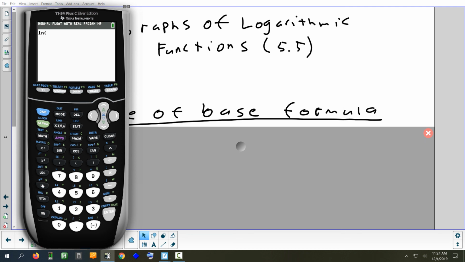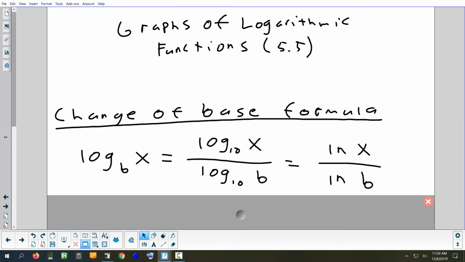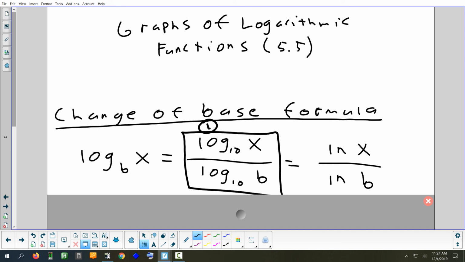Other than base 10 and base E, there's no buttons on the calculator. Like if you wanted to do base 3, there is no button for base 3. There's base 10 and there's base E. So, using those two buttons, we can type in any base that we want. And this is basically how you do it. I'm actually giving you two ways to do it. This is way one. This is a second way. Personally, I would just remember one of the two. They're exactly the same.